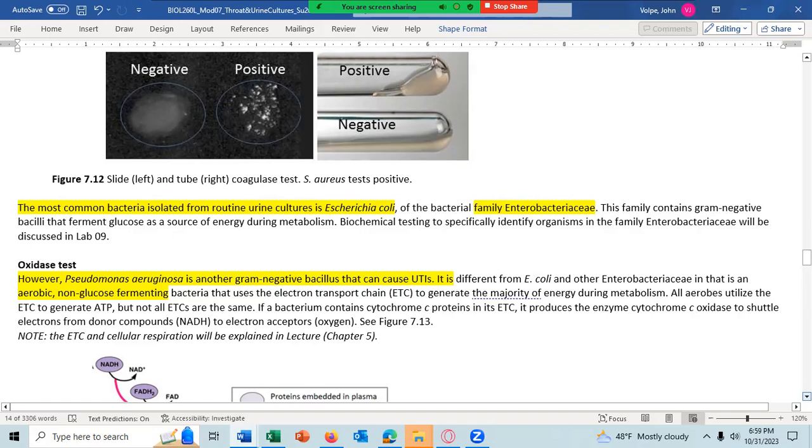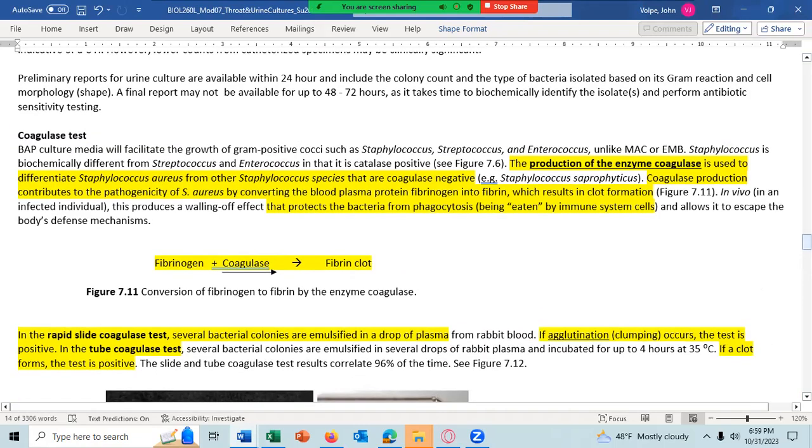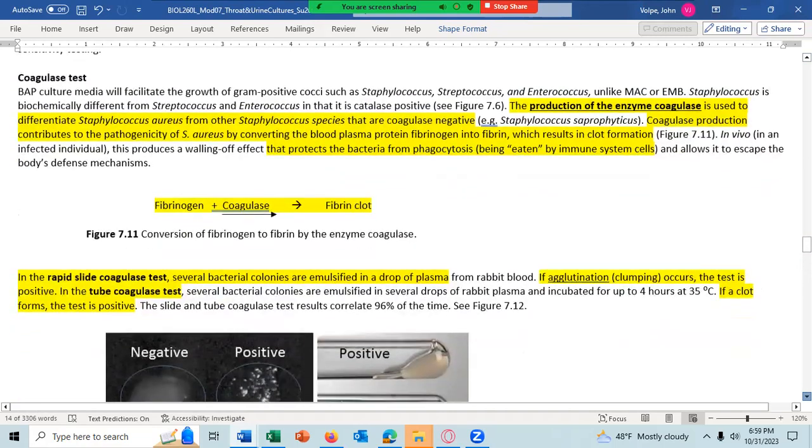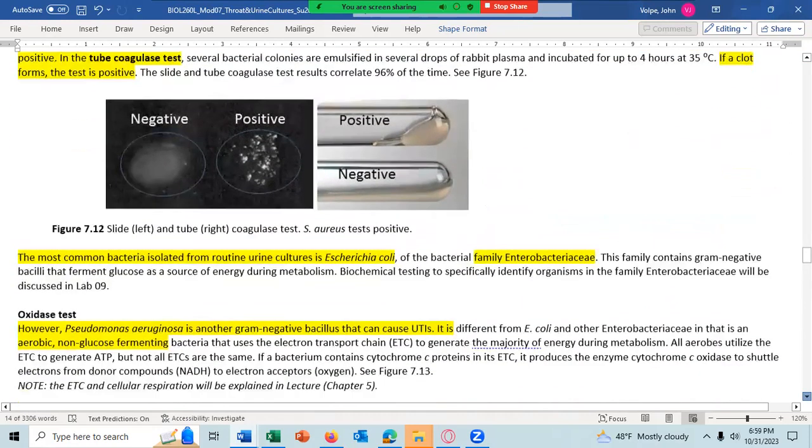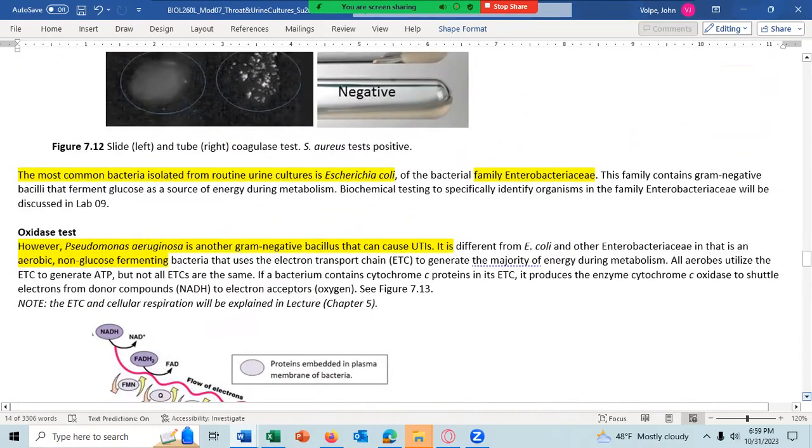The most common bacteria isolated from a urine culture is E. coli. And so we have to have some tests for looking at the family Enterobacteriaceae. Staphylococcus aureus is a concern in a bladder infection, and that's why we might run the coagulase test if it grows on blood agar, but not on MacConkey's. It might be Staphylococcus aureus. If it does grow on MacConkey's, it could be E.